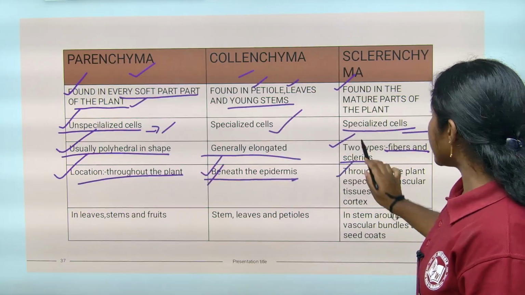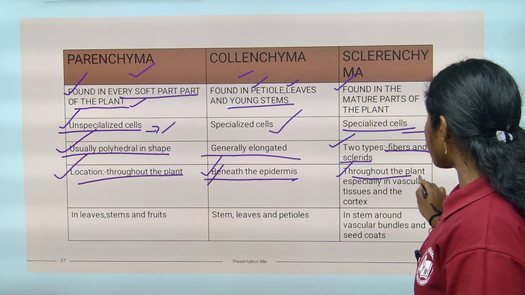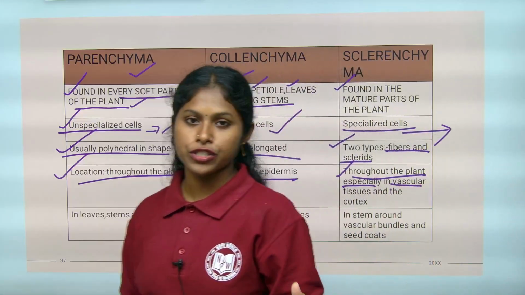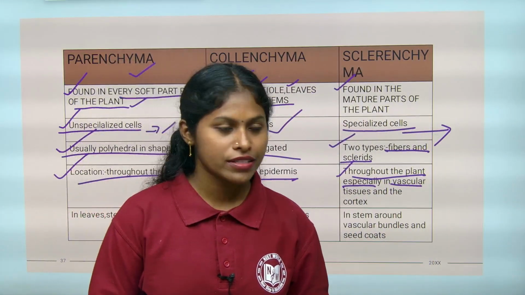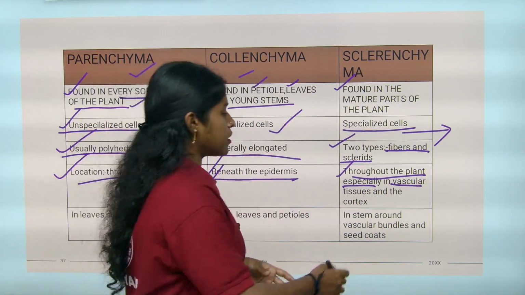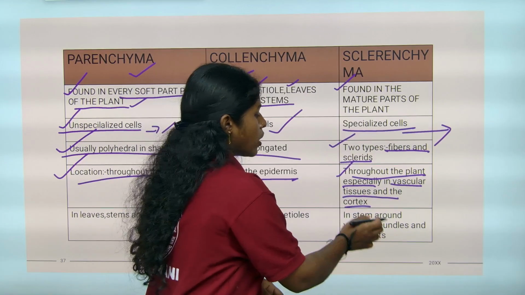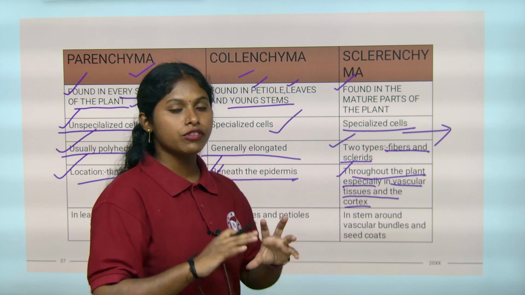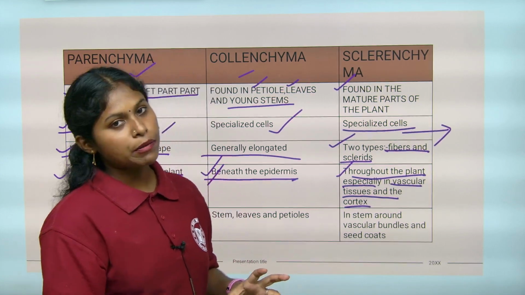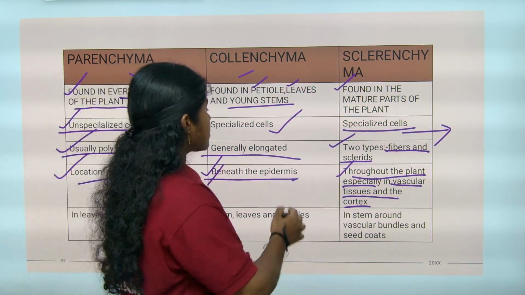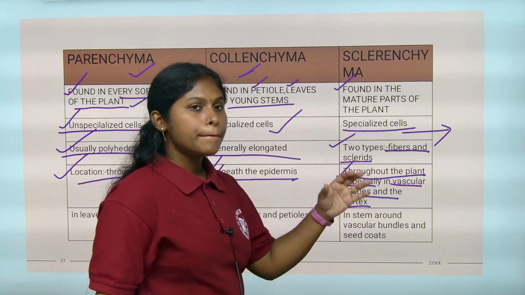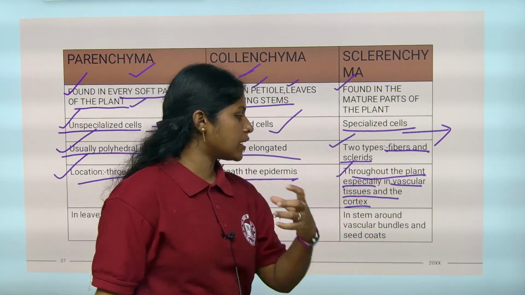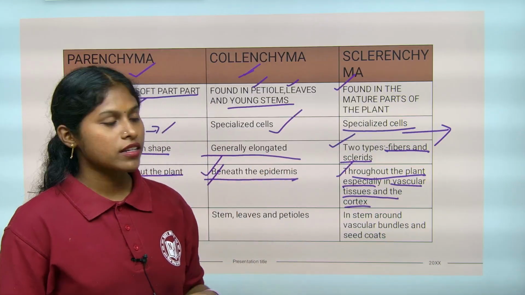The Sclerenchyma is present throughout the plant, especially in the vascular tissues. What are vascular tissues? They are nothing but the complex permanent tissues, children. We will study them in this chapter. Don't worry, you will know about it. Epidermis and cork are the protective tissues of the plant, children. So beneath the epidermis, what is present, children? Collenchyma is present. Sclerenchyma is present throughout the plant, especially in the vascular tissues, right?